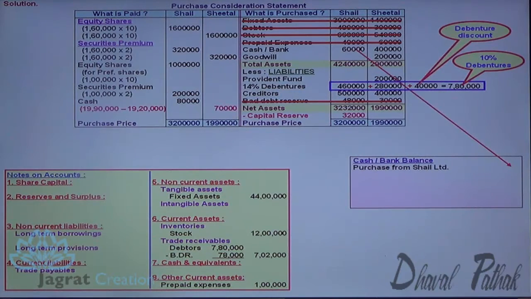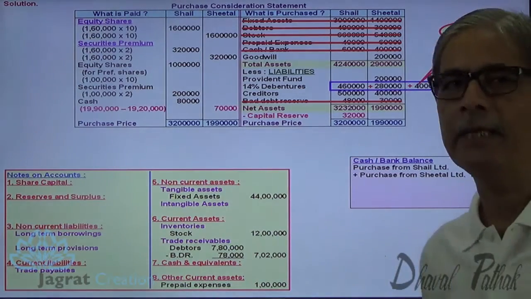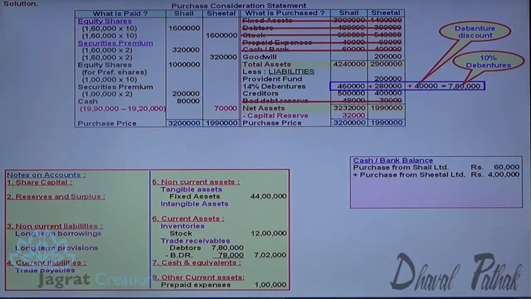But here I am preparing a working note to find out the ultimate cash balance. So cash purchased from Shail Ltd 60,000. Cash and bank purchased from Sheetal Ltd is 4 lakhs. Cash received on issue of shares will be added and cash payment made will be deducted. And that I am going to do in this working note. Now, goodwill minus capital reserve, we have already recorded the entry for that. So the balance amount of goodwill will appear as intangible assets in non-current assets.